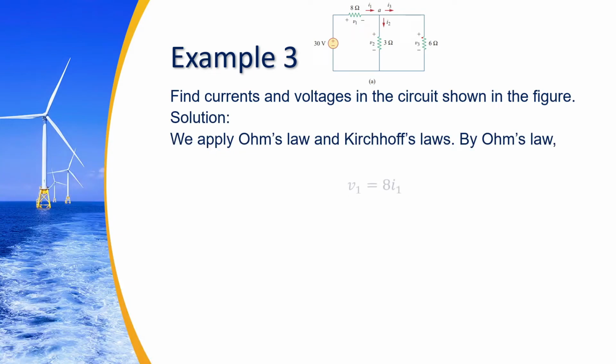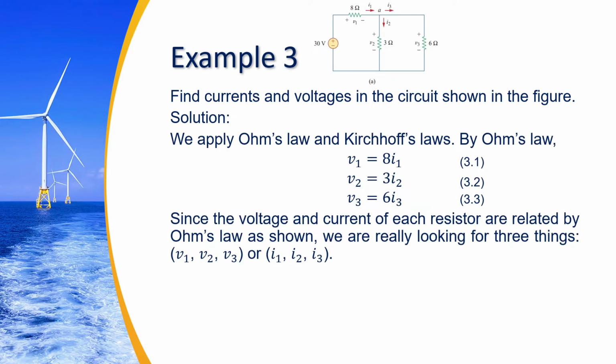By Ohm's law, V1 is equivalent to 8I1. Why is I1 the current in the 8 ohm resistor? Because that is what flows through it, this I1. That is our equation 1. Next, V2 is equivalent to 3I2. That is our equation 2. Next, V3 is equivalent to 6I3. That is our equation 3.